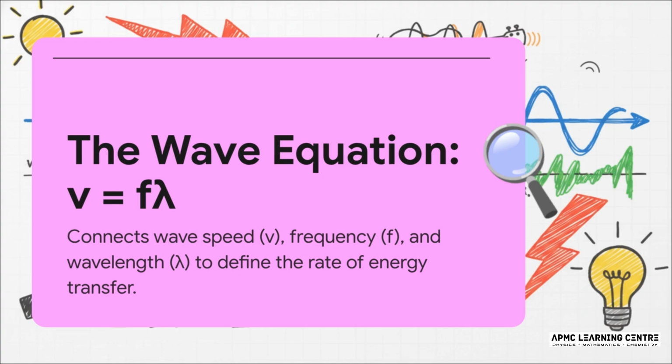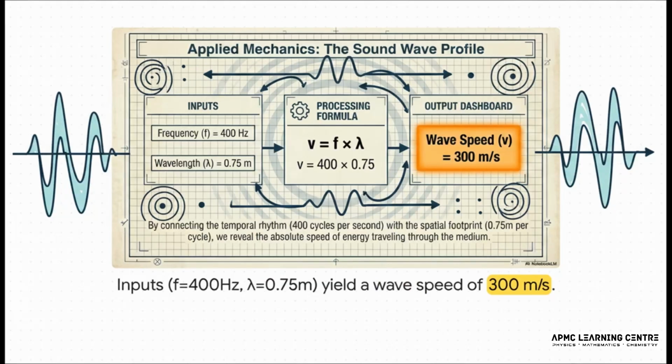It looks so simple, right? But don't let that fool you. This little equation is the absolute heart of our blueprint. It's the master key that links a wave's rhythm with its physical size to tell us exactly how fast that energy is moving.